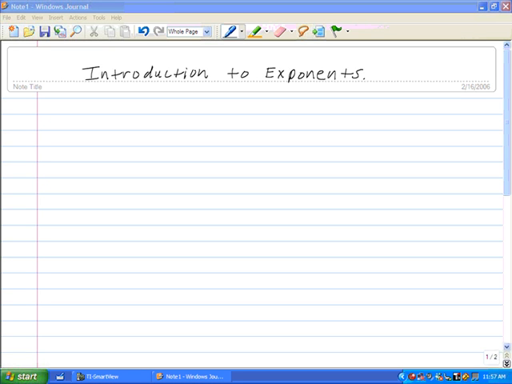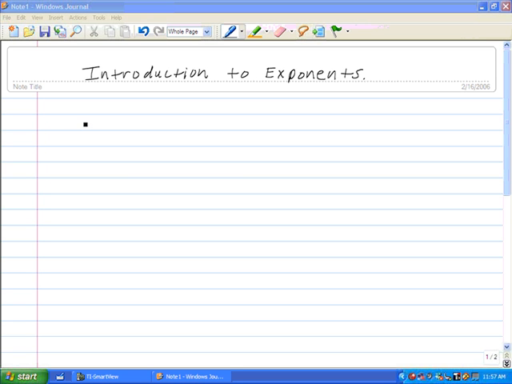In this lesson, I want to go over a basic introduction to exponents, basically looking at where they come from and what they're actually used for. Later on, we'll go into a more expanded discussion of the different properties and rules of exponents. But for now, let's just see where they come from.